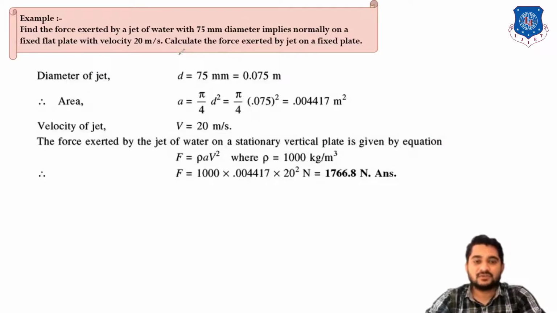Clear? Let us solve an example here. Find the force exerted by jet of water with the 75 mm diameter. So here diameter D is equal to 75 mm. So we have to convert all the data in SI unit. So first of all, divide by 1000, that means 0.075 meter, normally on a fixed flat plate. This is the case, fixed and flat plate with velocity 20 meter per second. So velocity, that means 20 meter per second.